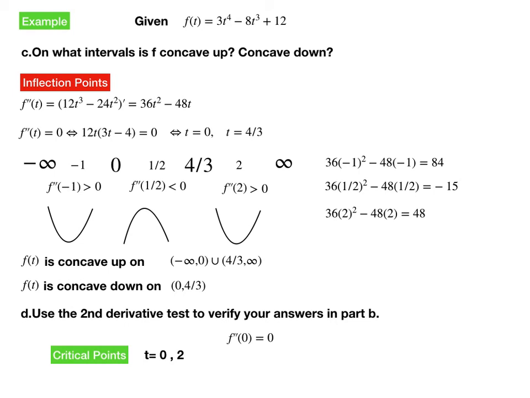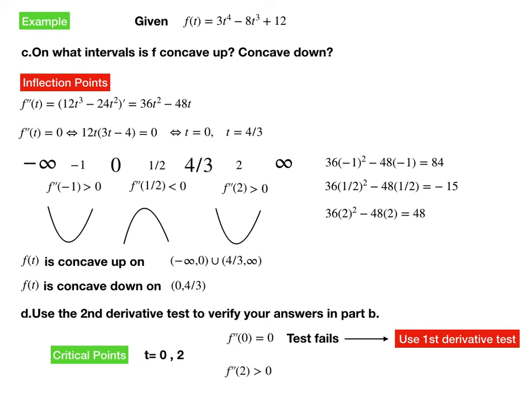If you plug 0 into the second derivative function, you get 0, which means it's neither positive nor negative, so the second derivative test fails, which means you have to use the first derivative test. And at this point, the first derivative test tells you that t equals 0 is neither a local maximum nor a local minimum.